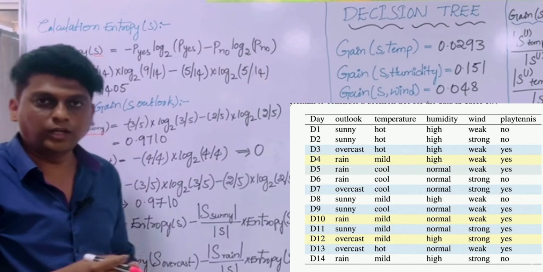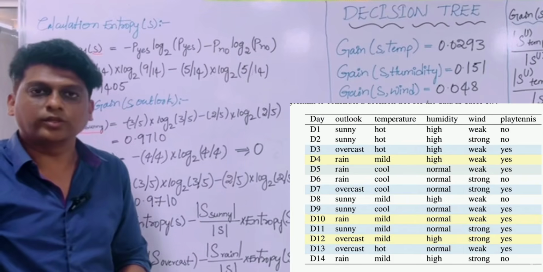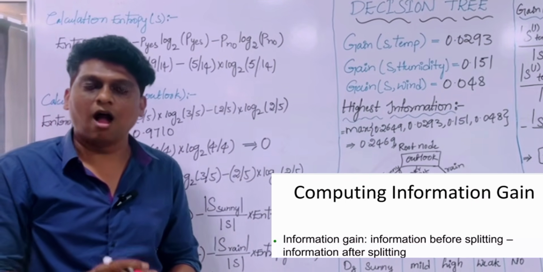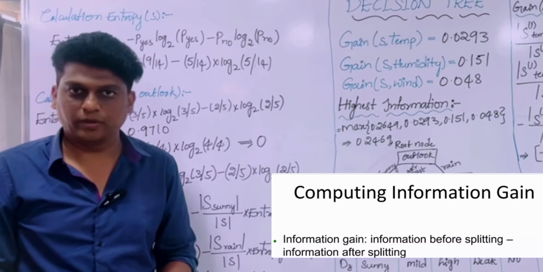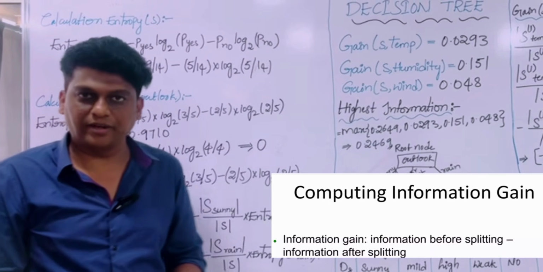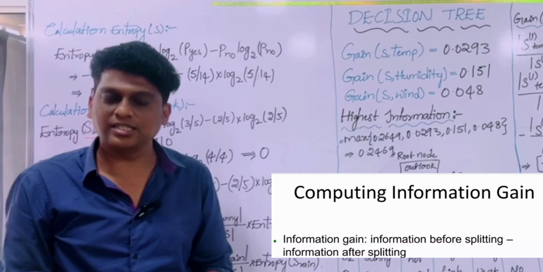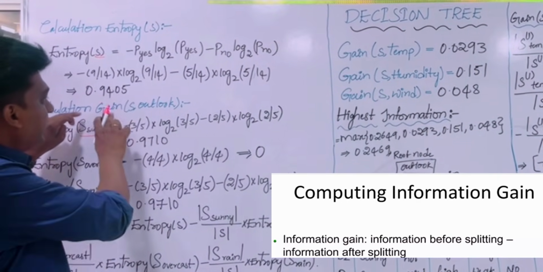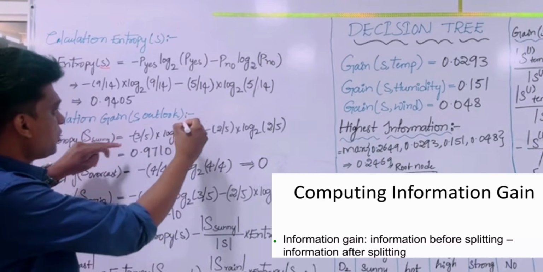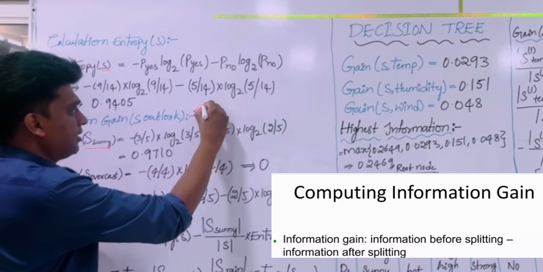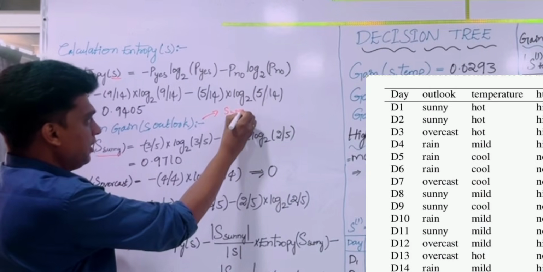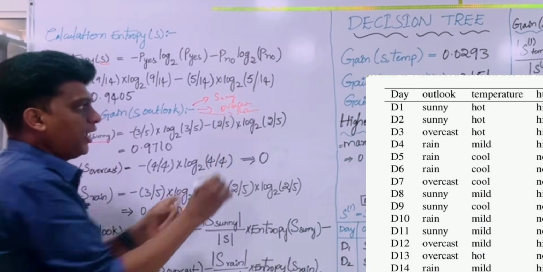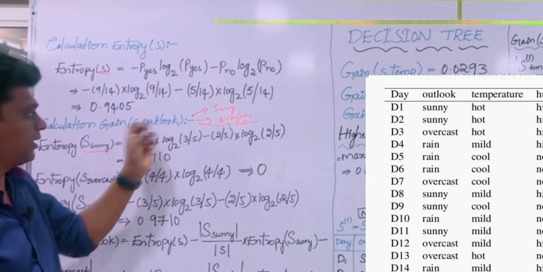Then we need to calculate the gain. The gain measures how much the entropy decreases after we split on the feature. That is, information gain is defined as how much entropy decreases after splitting the feature. Now we are going to calculate the gain for outlook. Under outlook there are 3 attributes: sunny, overcast and rain.